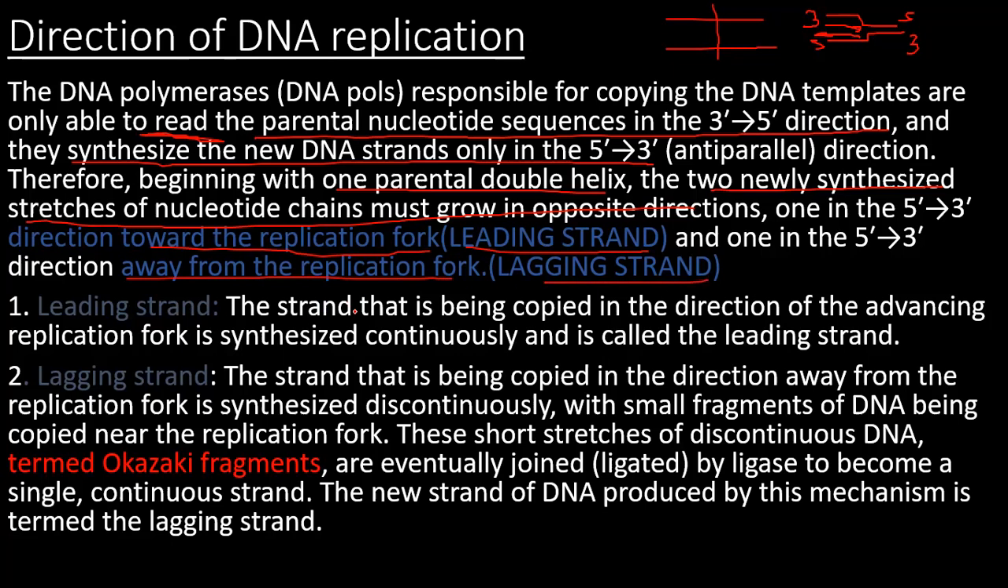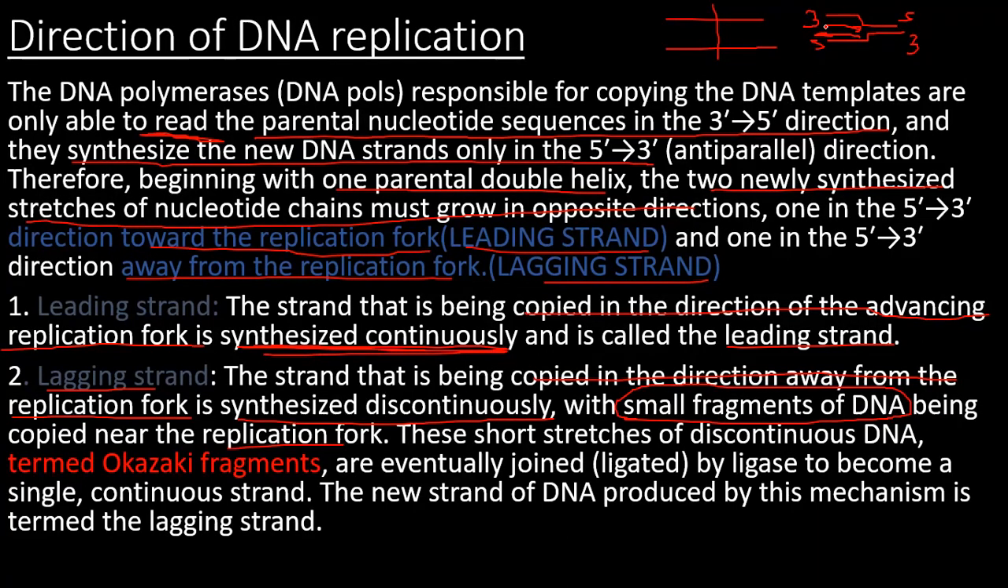Okay. So the leading strand is the one which is copied in the direction of the advancing replication fork, and it is synthesized continuously. Okay, please note this. It is synthesized continuously, and that is why it's called the leading strand. Then the lagging strand is copied in a direction away from the replication fork, and it is usually synthesized discontinuously. So we synthesize it in the form of small fragments of DNA, which are copied near the replication fork.